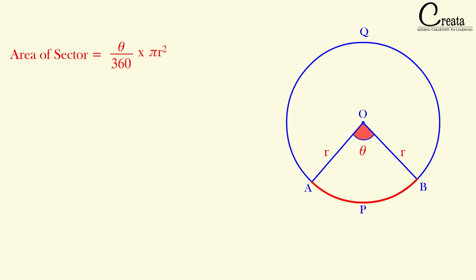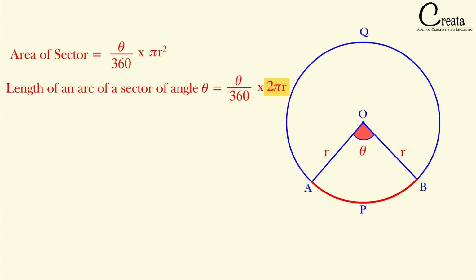The length of the arc AB for angle theta is theta upon 360 degree into 2 pi r. 2 pi r is the complete circumference of the circle, and for theta, the length of the arc AB is theta upon 360 degree into 2 pi r.